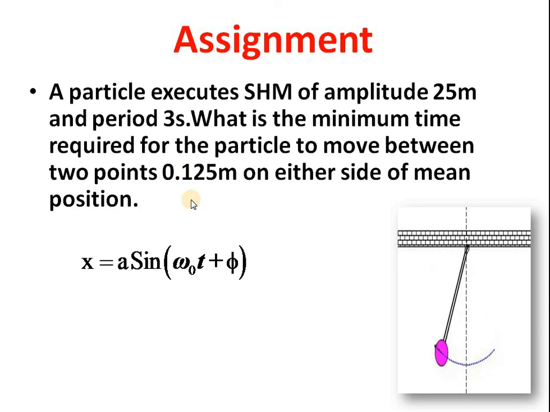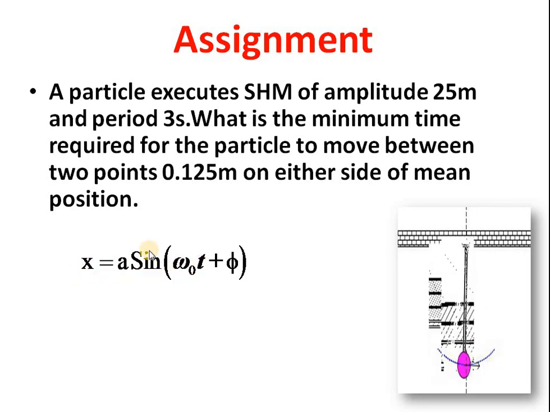Okay, we have the expression for simple harmonic motion. x is equal to a sin(omega 0 t plus phi). A is given here. Omega 0 you can find out because period is given. We have already the formula, so omega 0 can be found. Okay, so x is given. Right hand side you can take as plus 0.125. Left hand side if you want you can take minus 0.125 and substitute both.